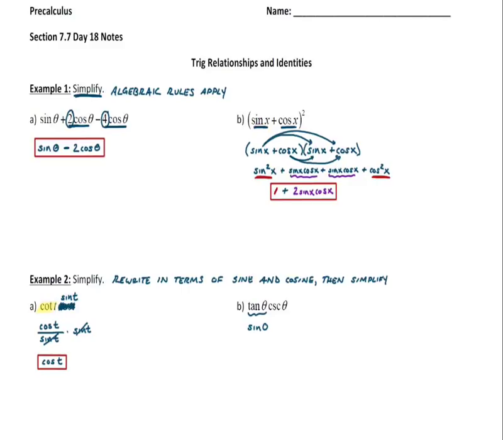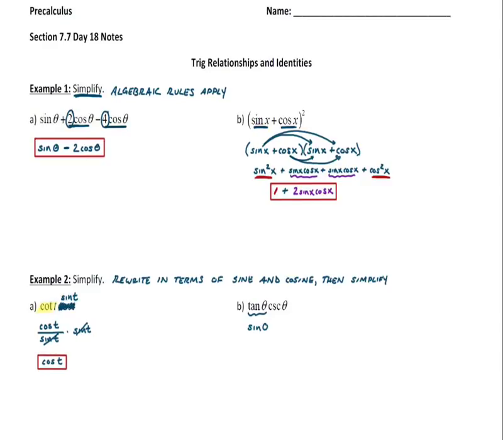So that's example 2a. First I rewrote everything with sines and cosines, and then looked for ways that I can simplify this by reducing or maybe factoring, combining like terms, all those algebra techniques we've learned before. We're just going to apply them to using them with trig functions.